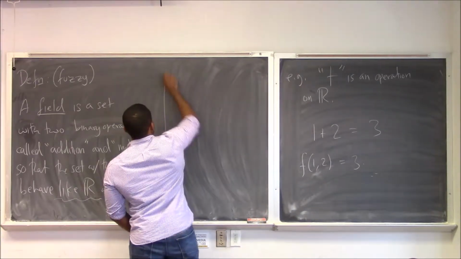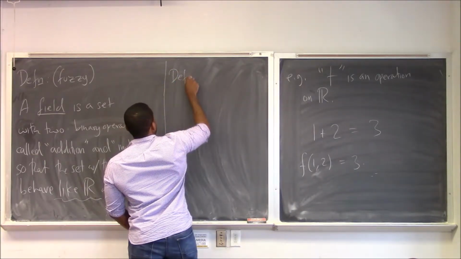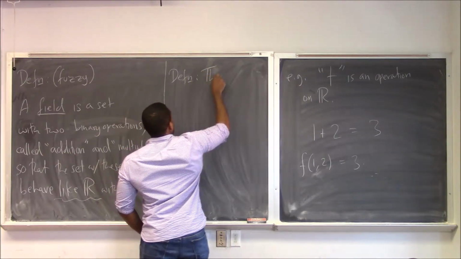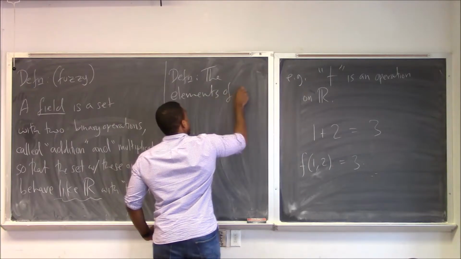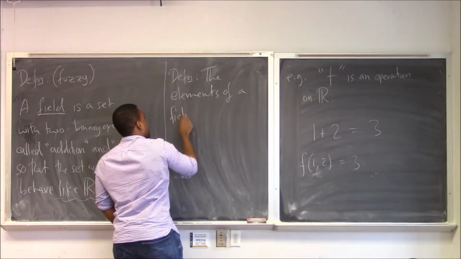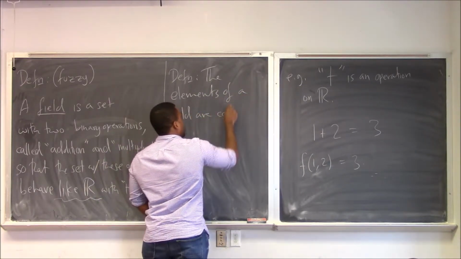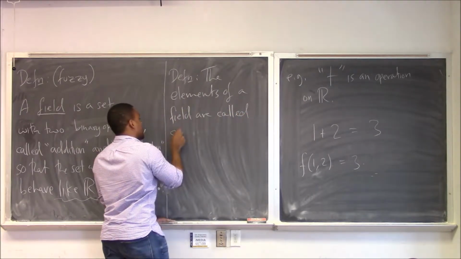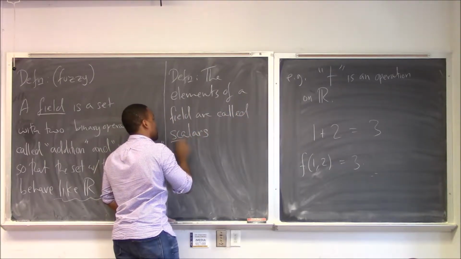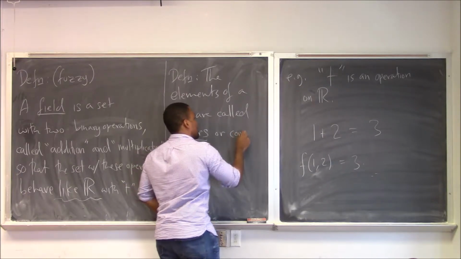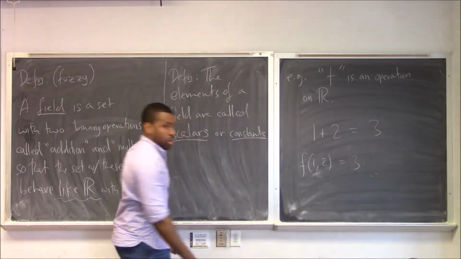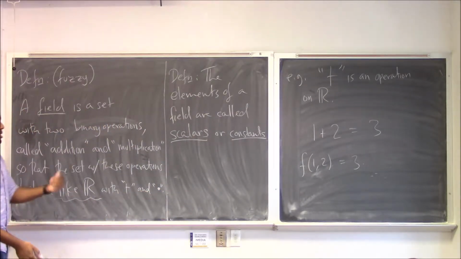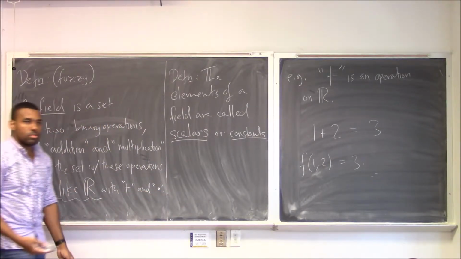Here's another definition. The elements of a field are called scalars or constants. Right, so I say, oh, multiply by a constant. We multiply by some element in a set that behaves like a field.